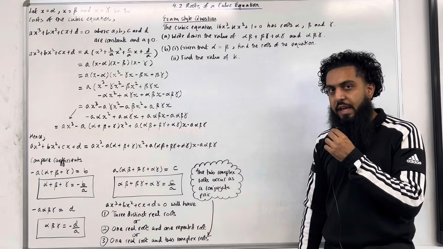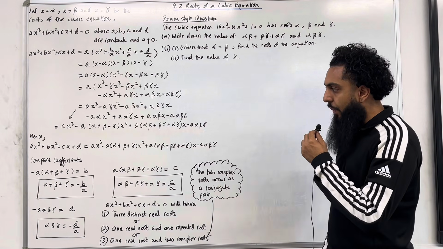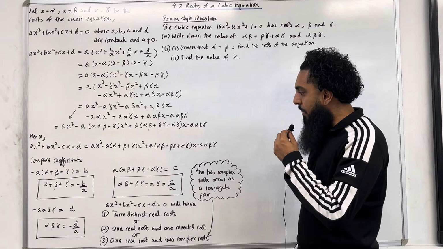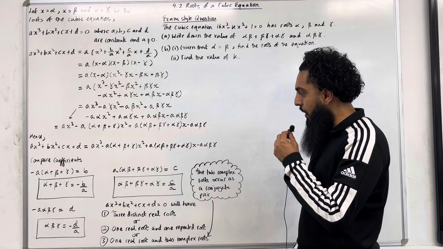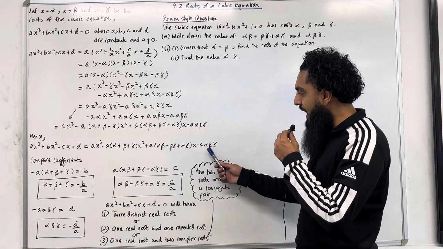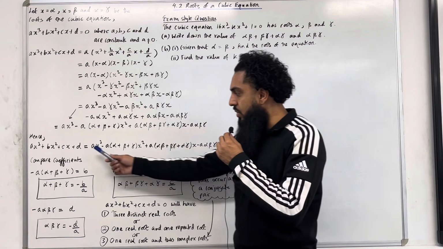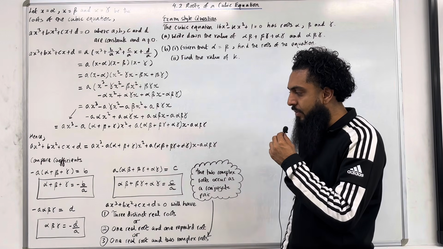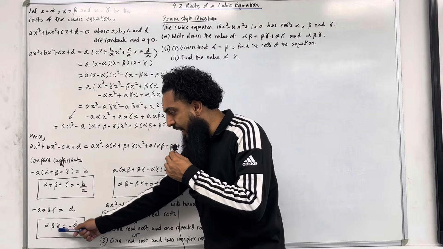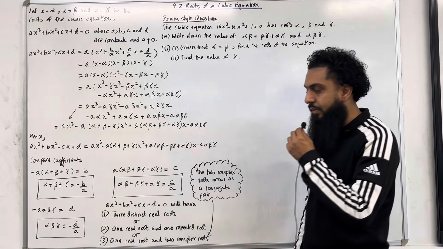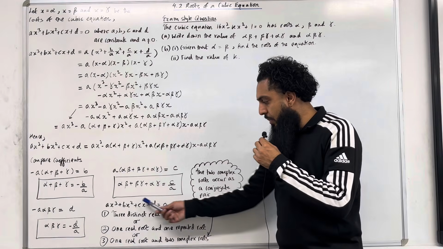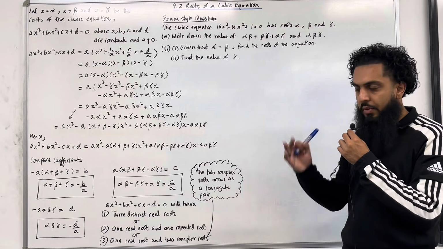Now we are going to compare the constant term. Over here the constant term is d, and over here the constant term is -a alpha beta gamma. So we must have that -a alpha beta gamma has to equal d, which is written here. So if I make alpha beta gamma the subject, I get that alpha beta gamma is equal to -d/a.